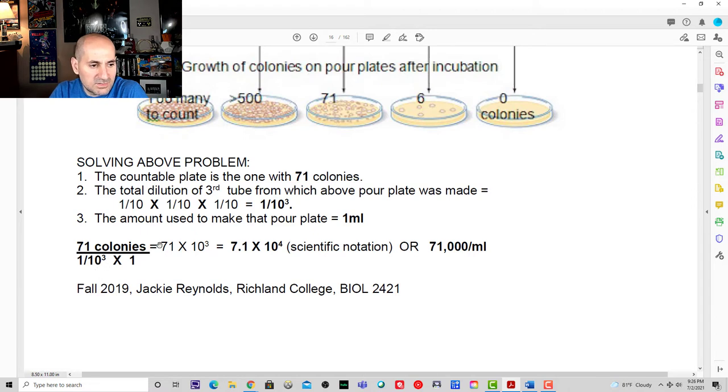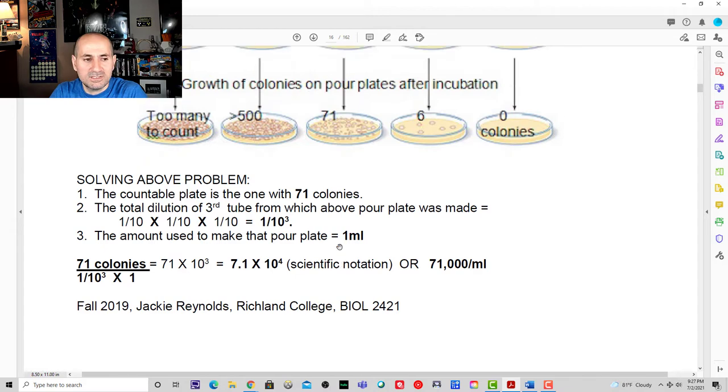Here, you can bring the 10 to the 3 up because you're multiplying. Basically, you multiply the denominators and the numerators. You multiply 71 times 10 to the 3, and then 71 over 1 times 1. This becomes 71 times 10 to the 3. Basically, if you don't remember that math trick, you can bring the 10 to the 3 up, so it becomes 71 times 10 to the 3. But now you don't want to leave it as 71 times 10 to the 3 because you want scientific notation, meaning you want just one number, and then the decimal point. So you have to move the decimal over by 1. This makes the number bigger. So 7.1 times 10 to the 4, or 71,000 cells per milliliter of original stock, right?